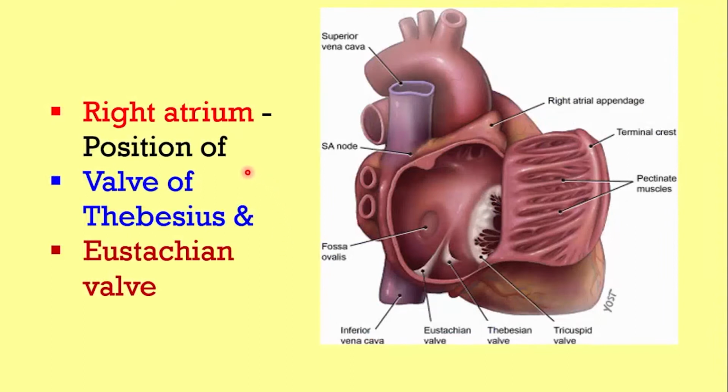Now I'll explain the position of the two valves in the right atrium. First, the Thebesian valve or valve of Thebesius. It is located at the opening of the coronary sinus into the right atrium. This valve of Thebesius is a semicircular valve and it allows the flow of blood only from the coronary sinus into the right atrium. It prevents the backward flow of blood. The exact location of the Thebesian valve is between the Eustachian valve and the tricuspid valve.